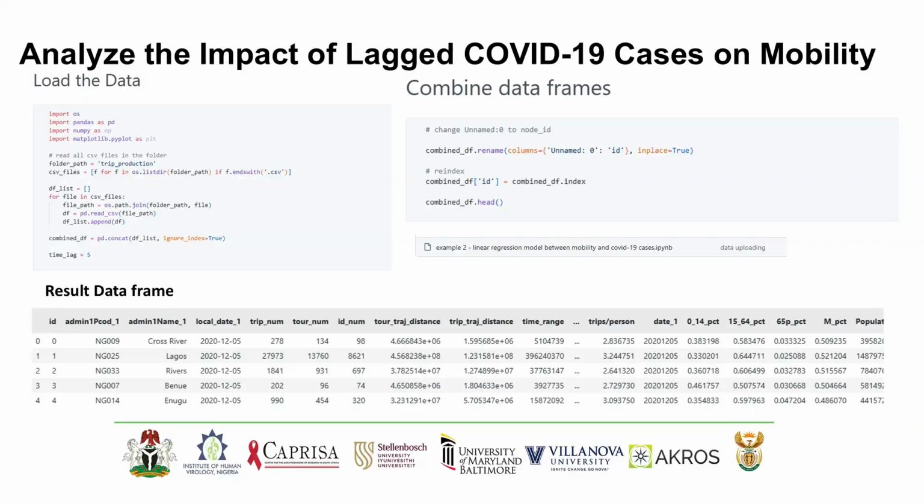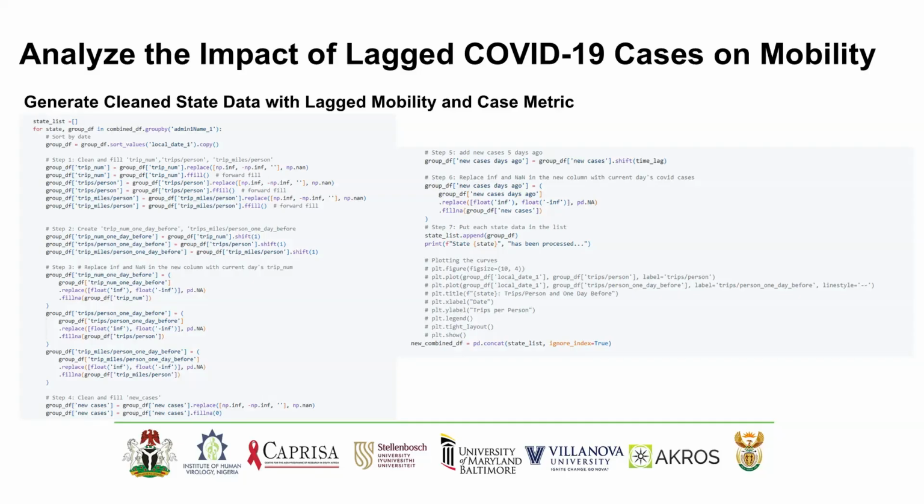We start by loading multiple CSV files containing daily trip data for each state, then combine them into one large data frame. Each record includes daily trip counts, trip distances, and demographic information such as population age structure. By merging all states into a single table, we can perform national-level analysis and later introduce the lagged infection data. This step prepares the dataset for regression analysis.